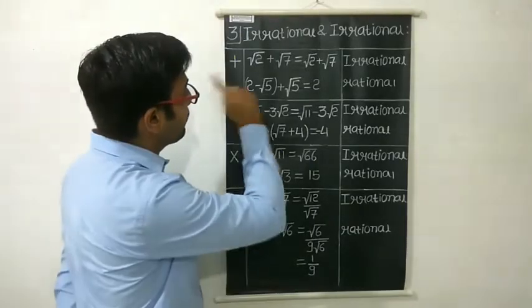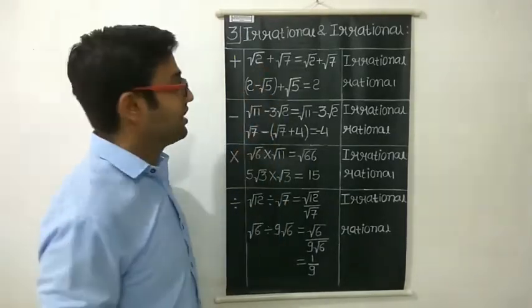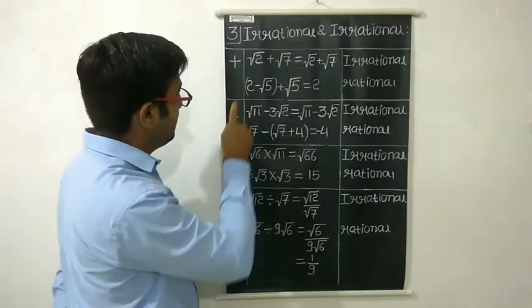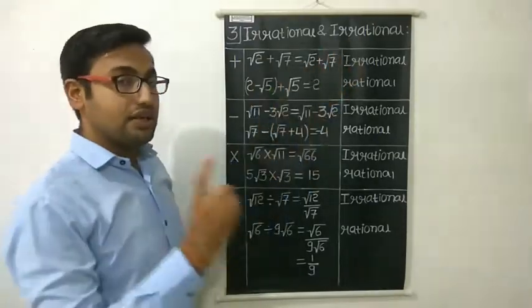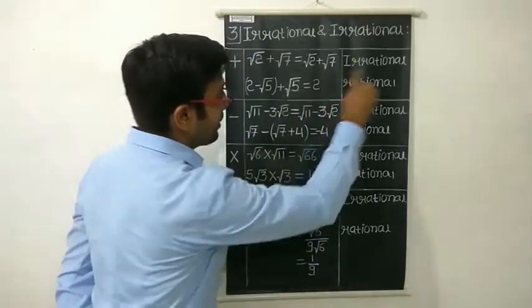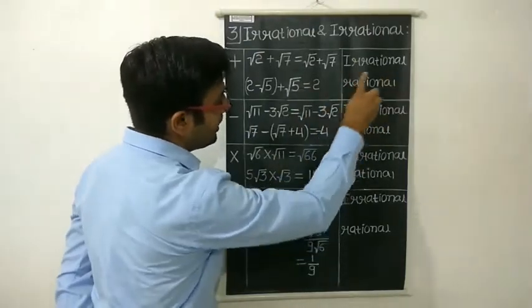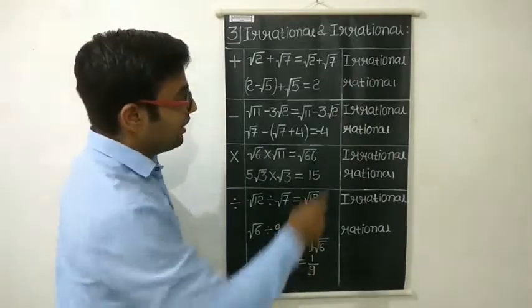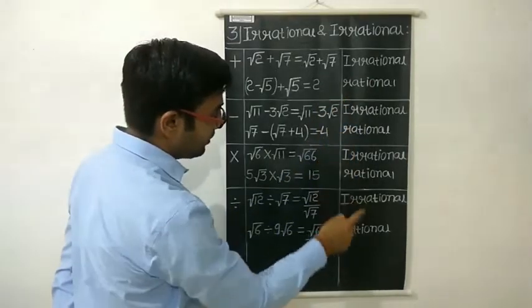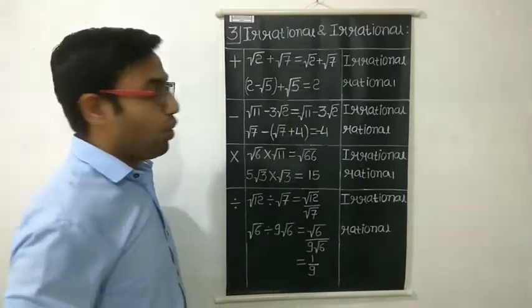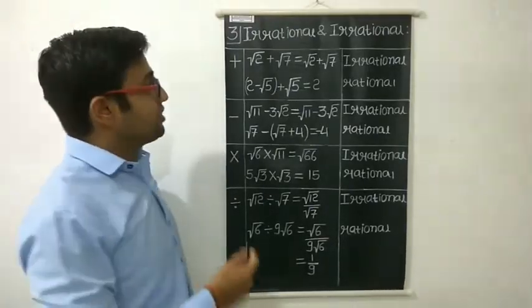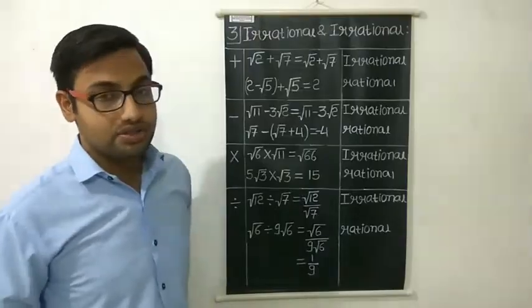So the conclusion for the third case is, whenever we add, subtract, multiply or divide two irrational numbers, the result is either a rational number or an irrational number. Right? By these four cases we can conclude this. So this is all about the operations on the real numbers, right?